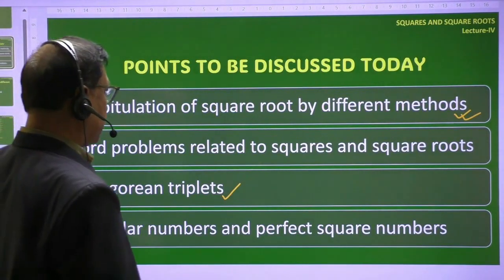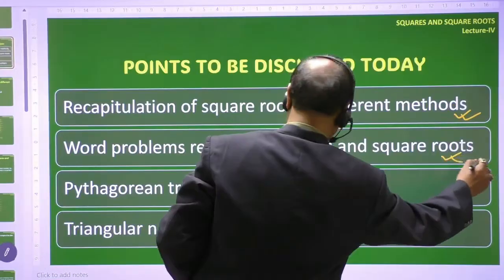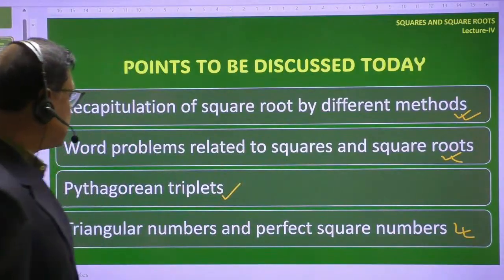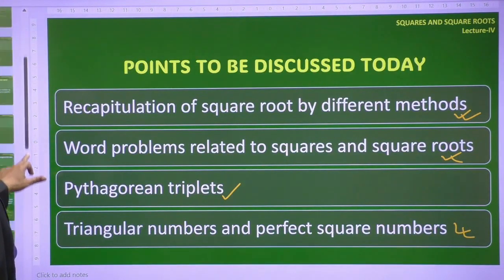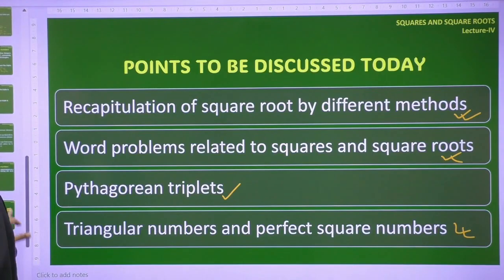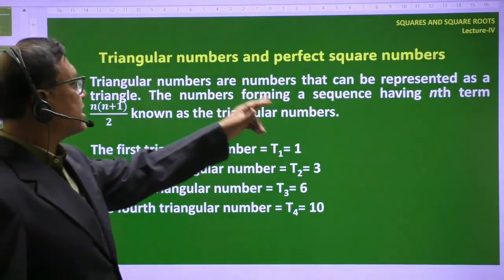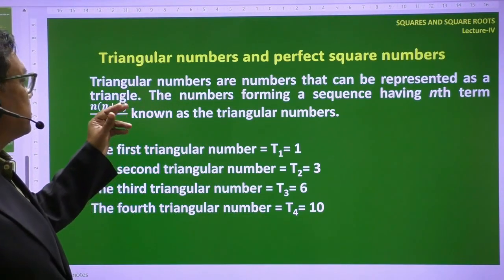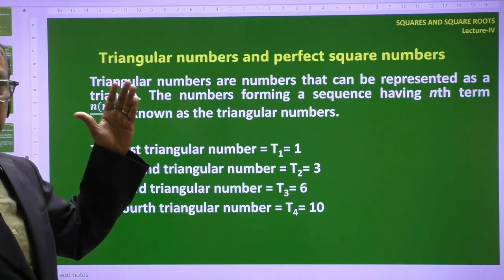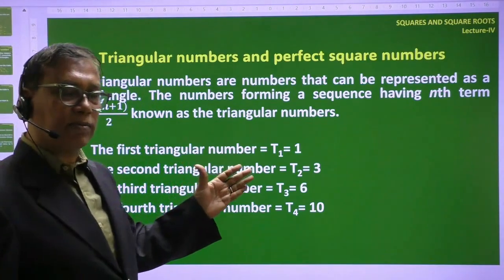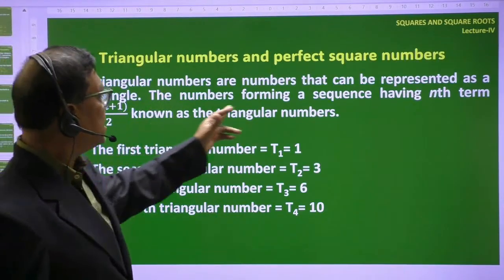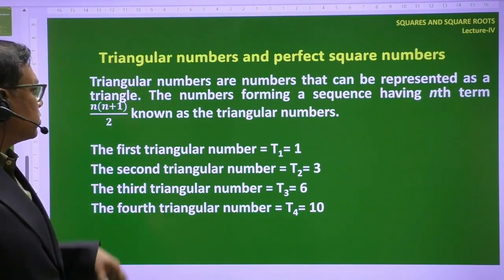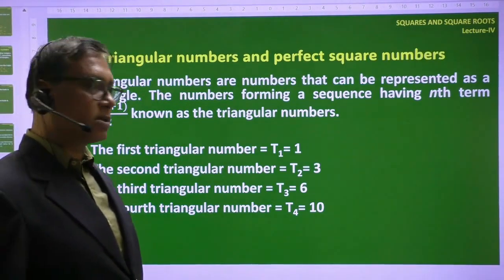So now our fourth point is completed. Now the last part I am going to finish: triangular numbers and perfect square numbers. Triangular numbers are numbers that can be represented as a triangle. Especially I can say it can be an equilateral triangle, or we can form a right angle triangle also. The numbers forming a sequence whose nth term is n into n plus 1 by 2 are known as the triangular numbers.